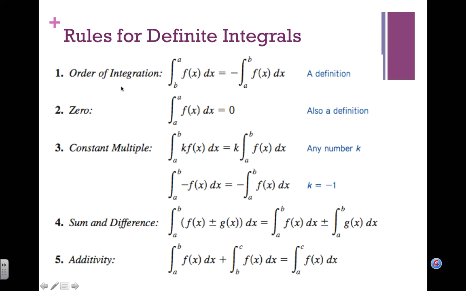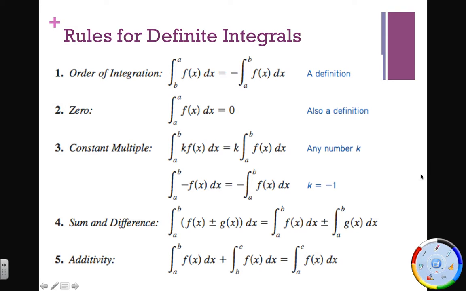The first one is if you find the integral from b to a, it's just the opposite as if you found it from a to b. It's the same area, it's just in the different direction. So that's why we call it the order of integration. If you try to find the integral from a to a, that's like finding an area of a rectangle whose base is 0, which comes out as 0. So you note here that they say something up here about these two things being definitions. So these are definitions that we're going to use.